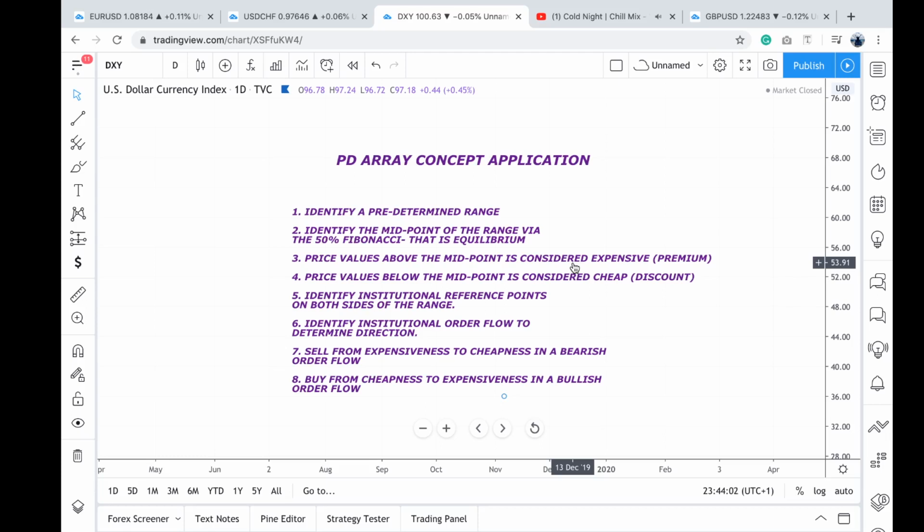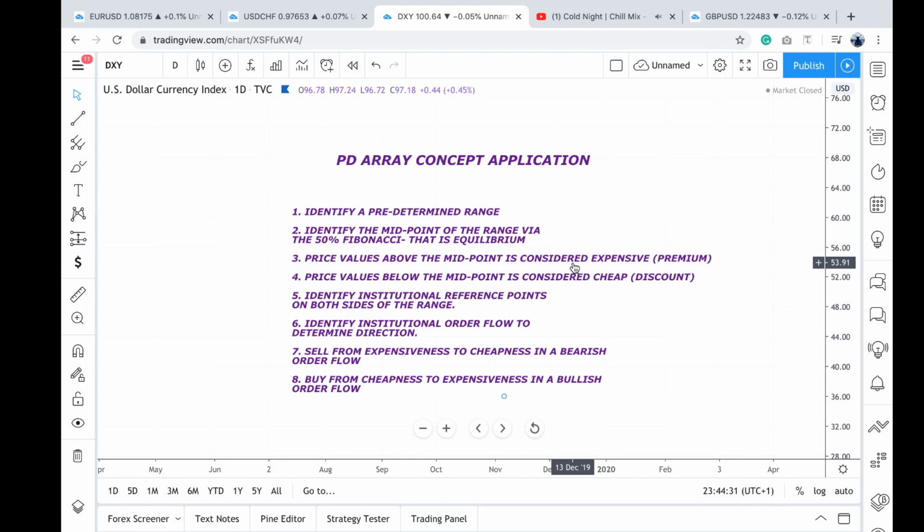Okay, so if the market tone is bearish, you're looking to sell from a premium PD array to a discount array. And then if institutional order flow is bullish, you buy from cheapness to expensiveness, meaning you're going to buy from a discount PD array, and I keep saying PD array. Okay, so you're going to buy from a discount array, and then you're looking to take profit around premium arrays.